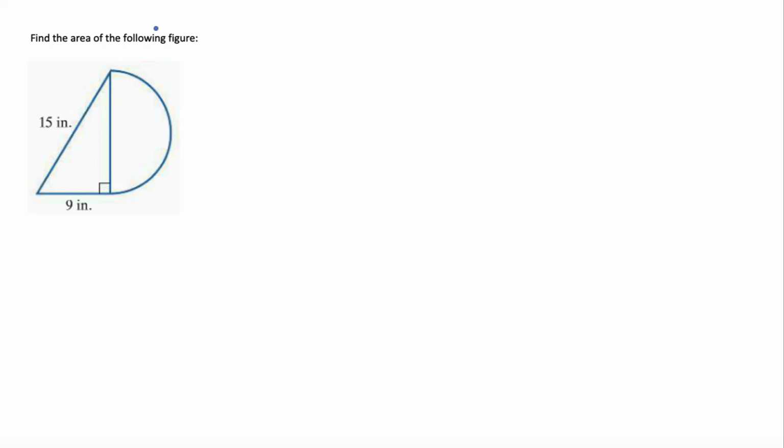Find the area of the following figure. All right, so we see a right triangle and a semicircle, right? And the diameter of the semicircle is one of the legs of this right triangle.